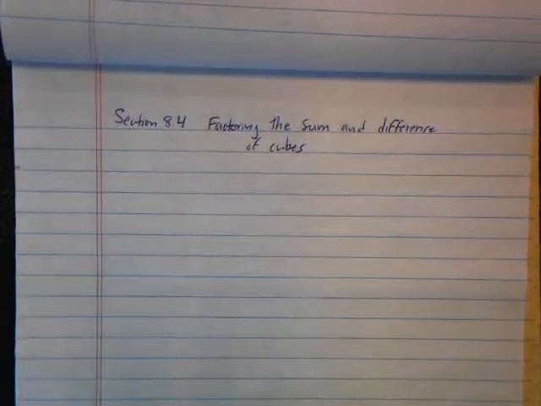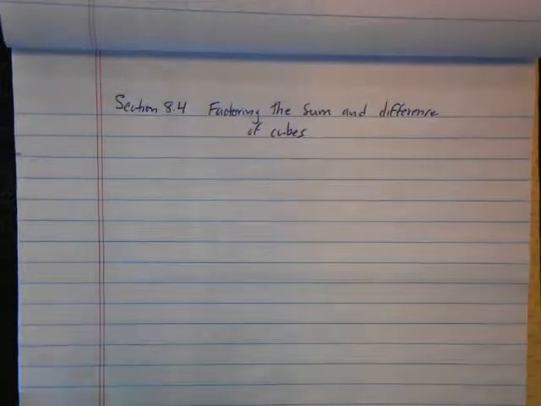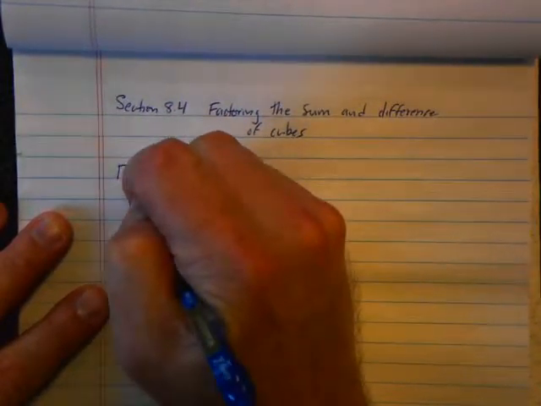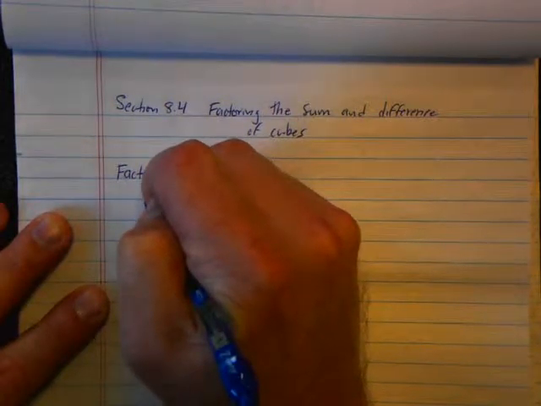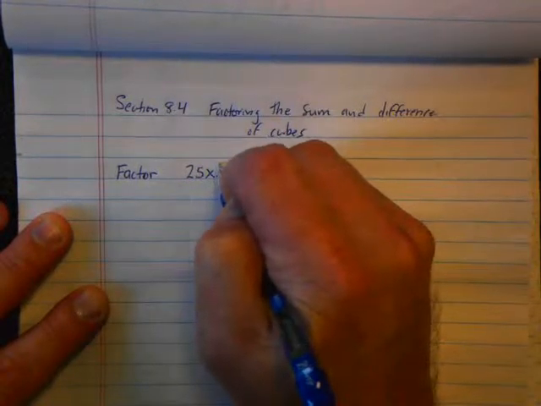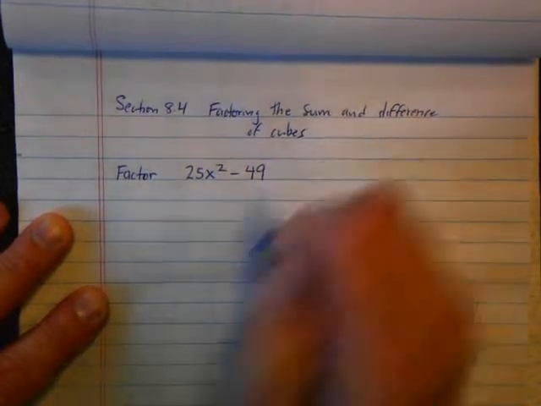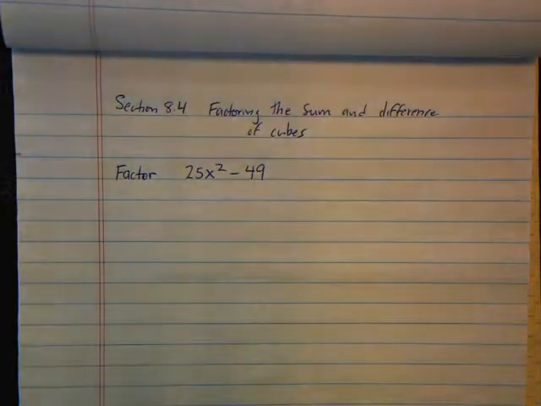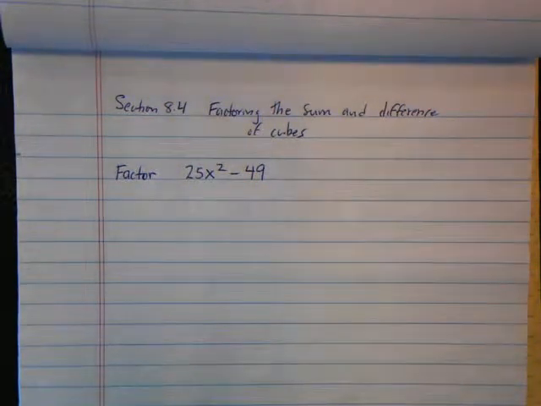You might remember back a few days ago, last week, we did factoring of difference of squares. For example, I might ask you to factor 25x squared minus 49. How did we factor 25x squared minus 49? We first looked for a greatest common factor. Is there a greatest common factor other than 1? Unfortunately, no, I don't think so. I don't think 25 and 49 have anything in common.